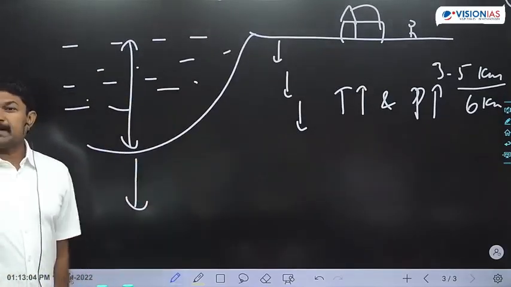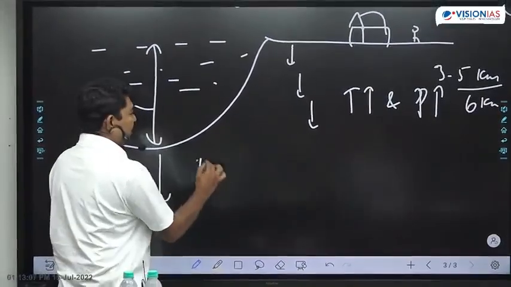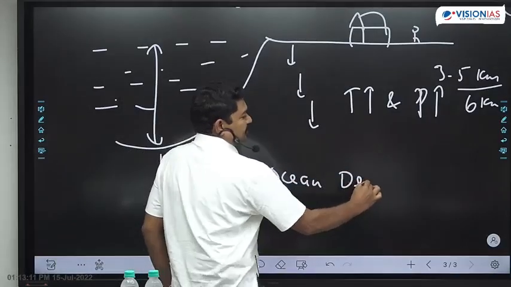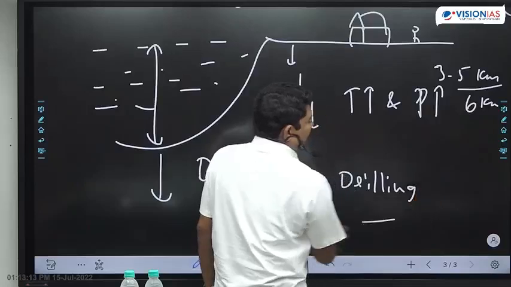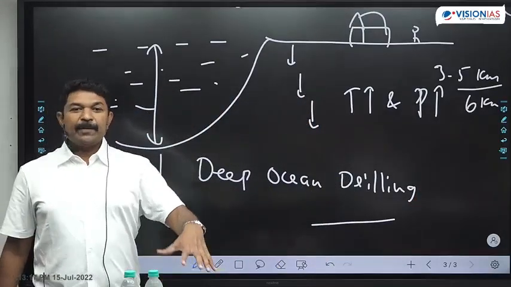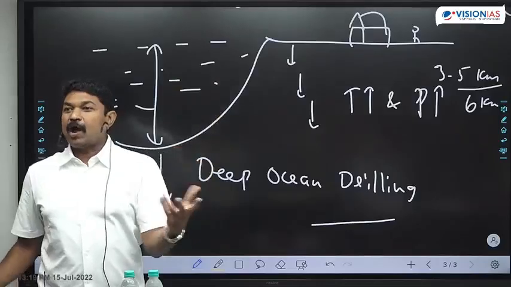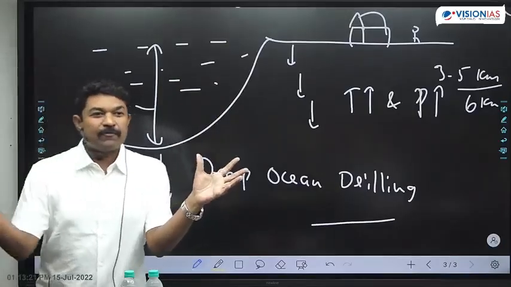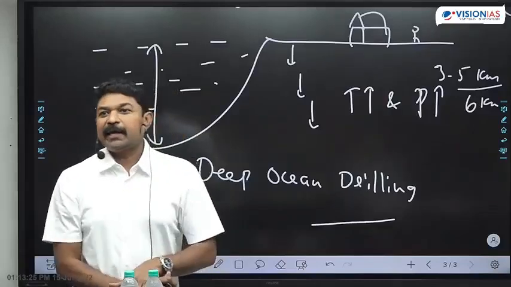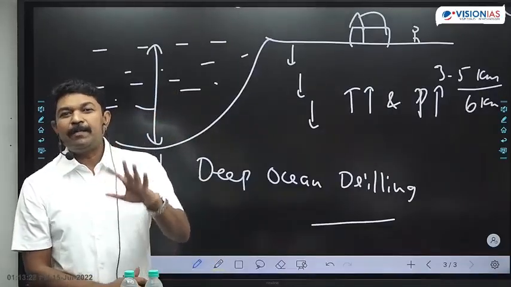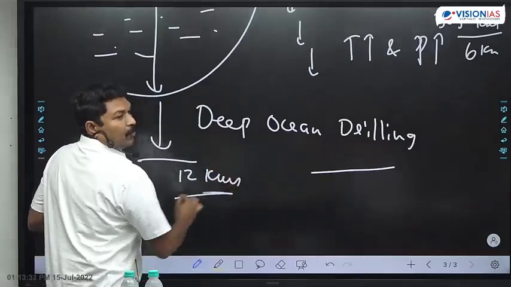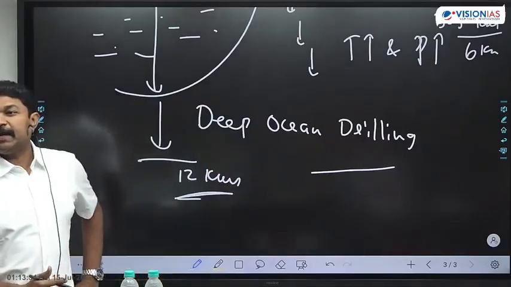Then they started their luck under the program called Deep Ocean Drilling. The mission is called the Deep Ocean Drilling Mission. When people started going for drilling, not one country, all the geologists of all the countries clubbed together and started drilling. Then they came to know that we can't drill beyond 12 kilometers of depth.